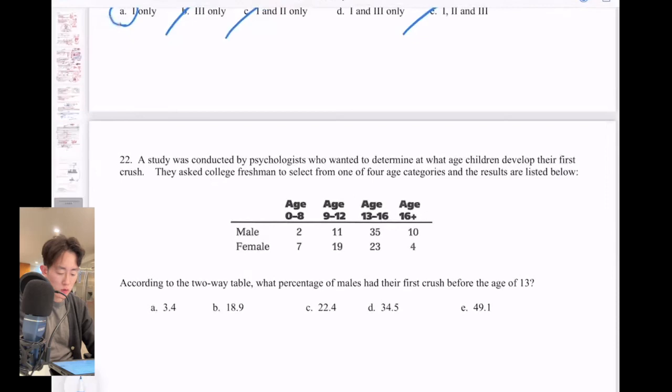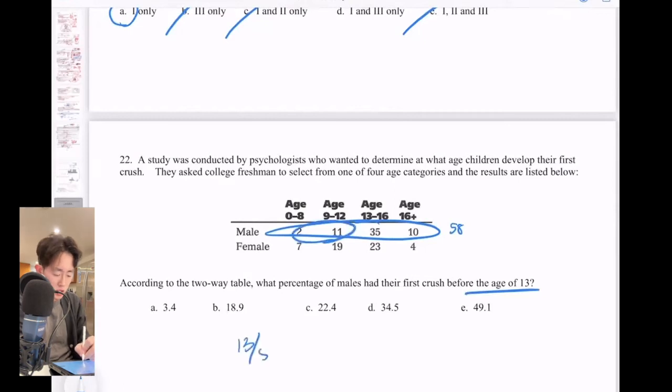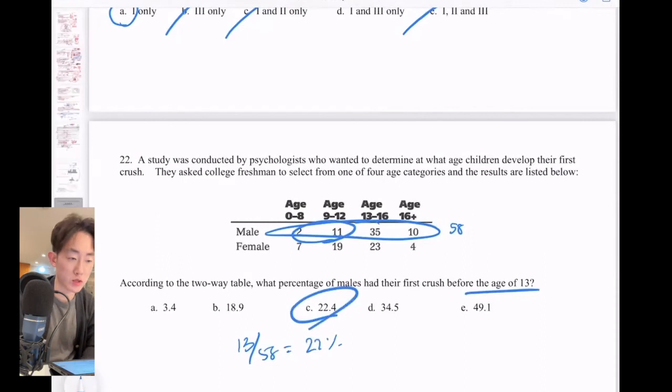22, according to the two-way table, what percentage of males had their first crush before the age of 13? So this is a conditional probability given that it's a male. I believe that's 45 plus 13, so that's 58. Out of 58, how many had a crush before age 13? That's 13. 13 out of 58, that should give you about 22% or so. So that should be C for this one.